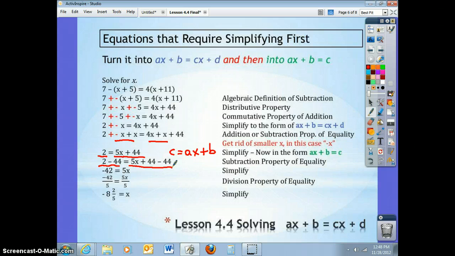And then we can annihilate Anna, get rid of the a, by dividing both sides by 5. And on the left-hand side, we get negative 8 and 2/5. And on the right-hand side, we get x.